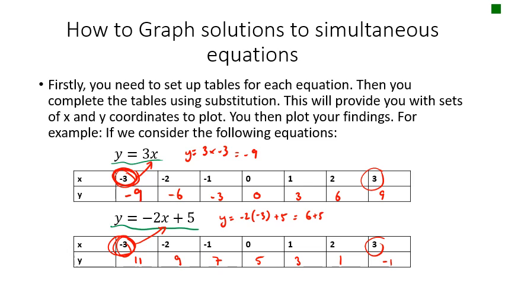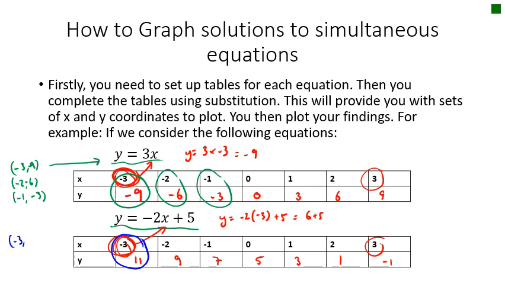And now you can see that we have our first pair that we can plot. Minus 3, 9 is going to be the first pair we're going to plot from this graph. Minus 2, 6 is our next one. Minus 1, minus 3 is our next one, and so on. And you would see that our first point that we're going to plot for the second line is minus 3, 11, minus 2, 9, etc., along here. What we would do is plot those points, connect the lines, and see where the lines meet. And where they meet are the values for y and x.